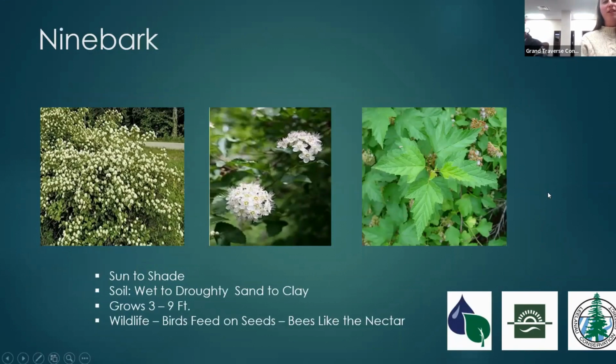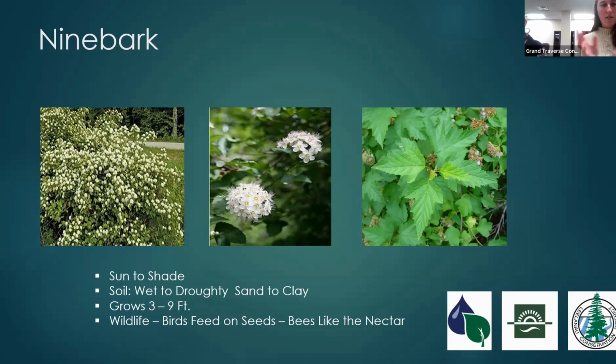Ninebark is sort of an interesting one. As it grows, the bark sort of exfoliates itself, so its layers sort of peel back. So that's where it gets its name from. You can see along the branches, it's pretty cool looking, it's just sort of fraying off a little bit.